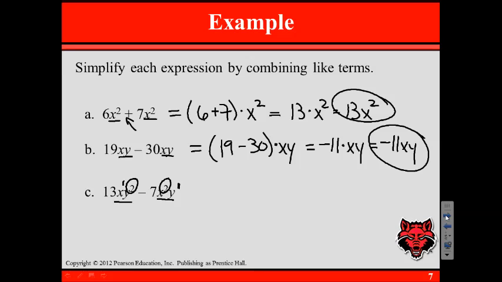So because we can't combine these like terms, I'm just going to write exactly what we had. 13xy squared minus 7x squared y. Just like in the cases of fractions where sometimes they're already written in lowest terms, it's possible that we have no like terms to combine, so everything is simplified in the expression.